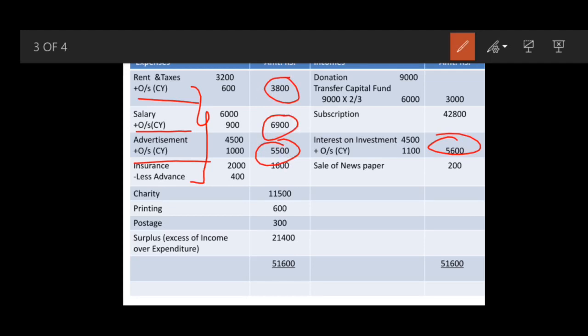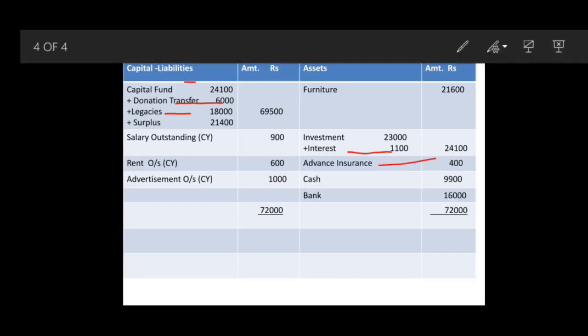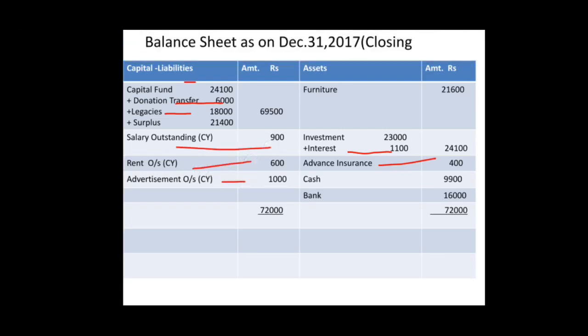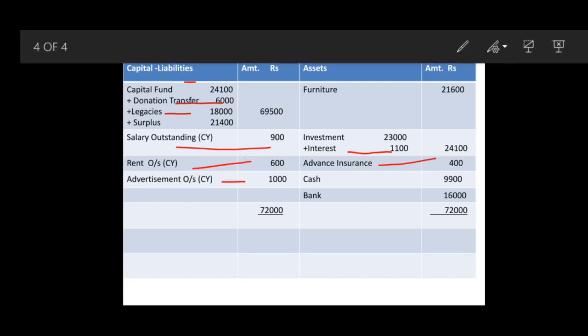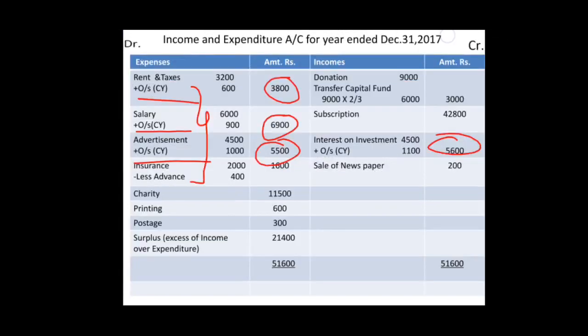And another effect of this, yet to be paid means you have a liability, that we still have to pay. So all will be reflecting to the liability side of the balance sheet as salary, rent and advertisement. So this way all the adjustments are over.